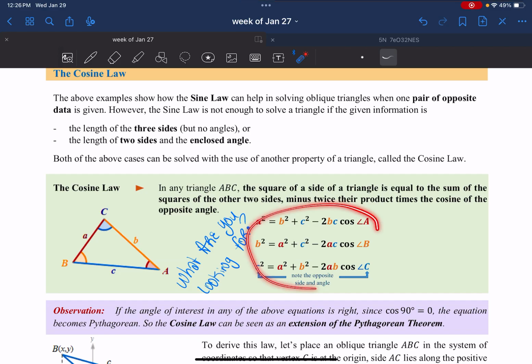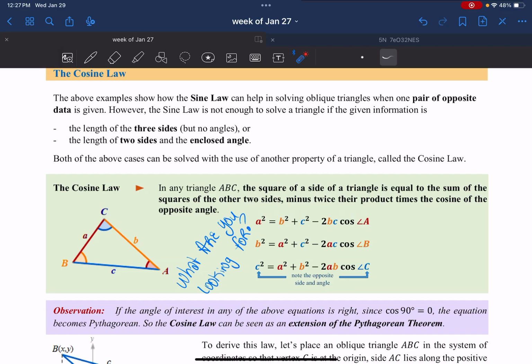But these are the equations that we will be using. It all depends on what you're looking for. If I'm looking for A, I would use the A equation because that's at the beginning and the end of my equation. If I'm looking for B, I would use the B equation. And if I'm looking for C, I'd use the C equation.